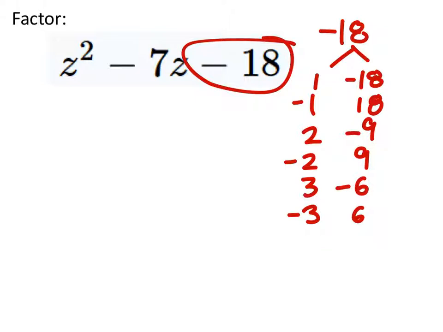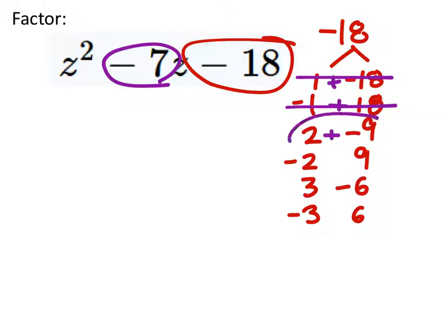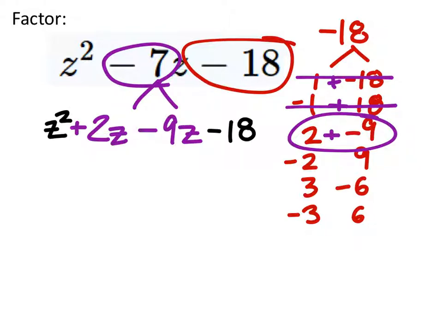So let's check these. Does 1 plus -18 equal this -7? No. What about -1 plus 18? No. 2 plus -9? Yes. That's it. Right there. So, again, really what this does is it tells us what to break up the -7 z's into. It breaks up into 2 z's and negative 9 z's.